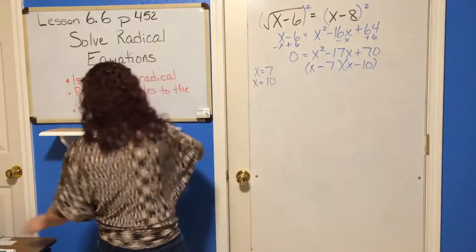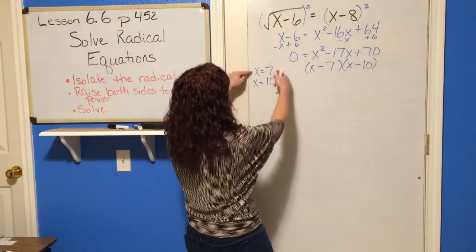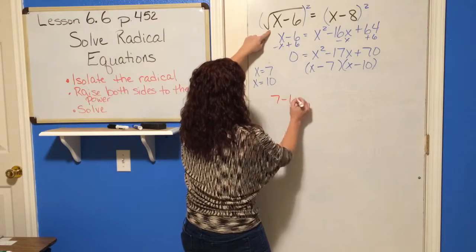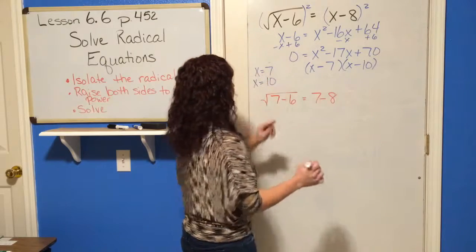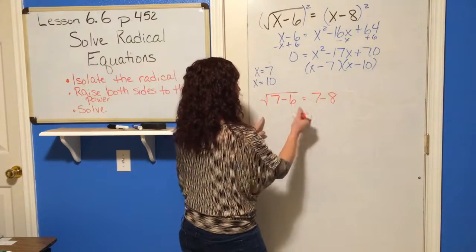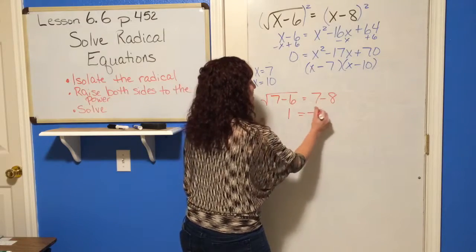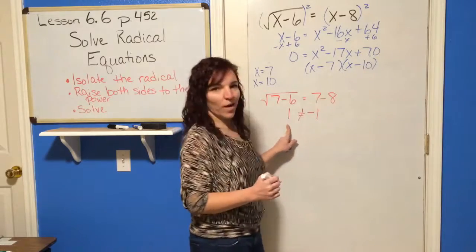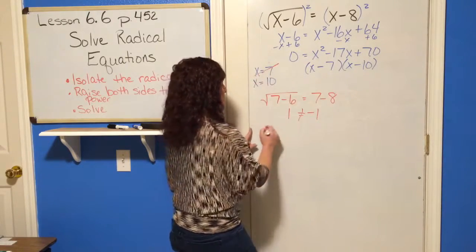We can do this. All right, let's do a new color because it's fun. We're going to put in our 7. So the square root of 7 minus 6 equals 7 minus 8. So 7 minus 6 is 1, and the square root of 1 is 1, and 7 minus 8 is negative 1. Well, 1 does not equal negative 1. So 7 is an extraneous solution.